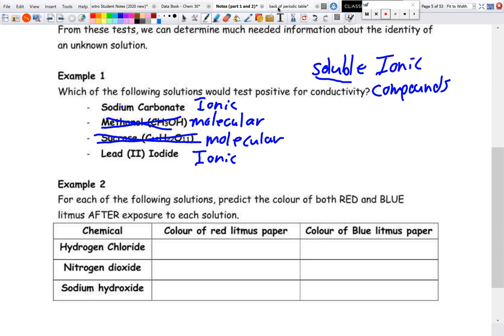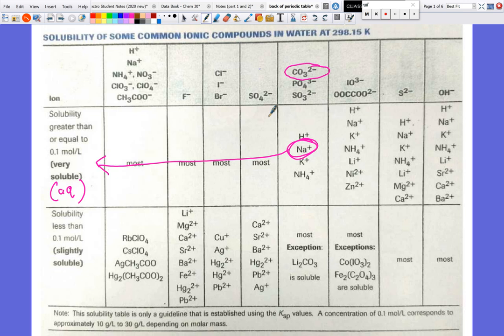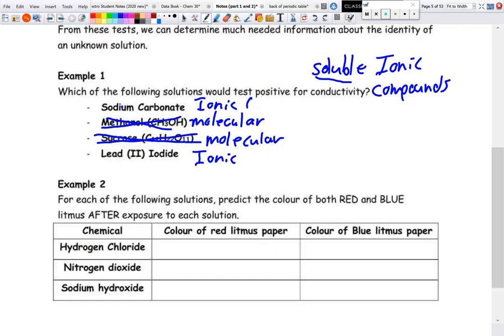So go to the back of the periodic table. I'm going to check sodium carbonate first, which, hey, look, it's already highlighted. I have the carbonate ion right here, and I have sodium, so it's going to be aqueous. So I know my sodium carbonate is aqueous, so that one will test positive for conductivity.